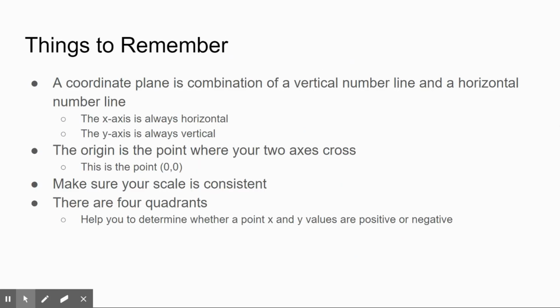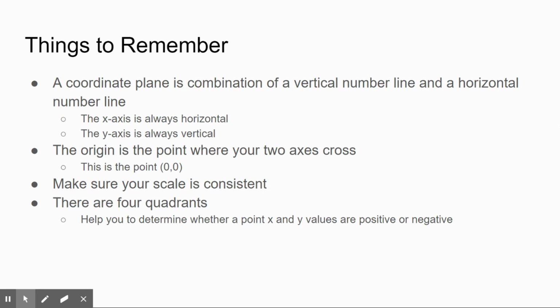So, things to remember. A coordinate plane is a combination of a vertical number line and a horizontal number line. The x-axis is always going to be horizontal, the y-axis is always going to be vertical, and the point where those two axes cross is going to be called the origin. Again, this is 0, 0 in terms of a coordinate point, in terms of an ordered pair. We haven't talked about those yet, and that's okay.